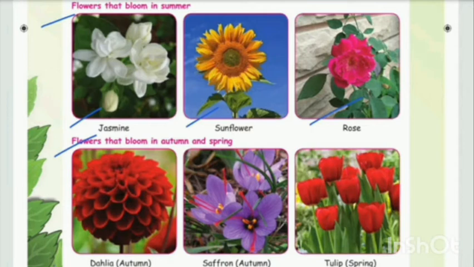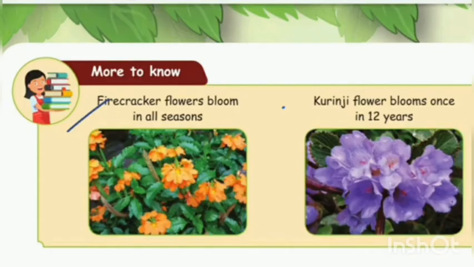That's all. More to know, firecracker flowers bloom in all seasons. Firecracker flower, in Tamil we call it Kanakambaram. Kurunji flower blooms once in 12 years.